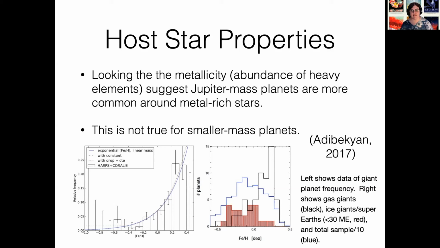So this is telling us that we find Jupiter mass planets more commonly around metal-rich stars, but there doesn't seem to be as strong of a trend for Neptunes and Earths and in-betweenies. That might be counterintuitive, you might think, but it's telling us something about how you make a Jupiter versus a Neptune or an Earth.